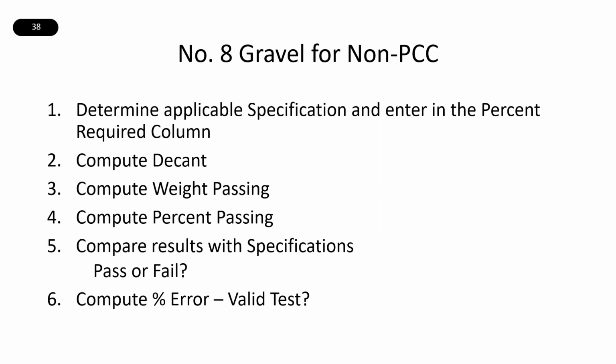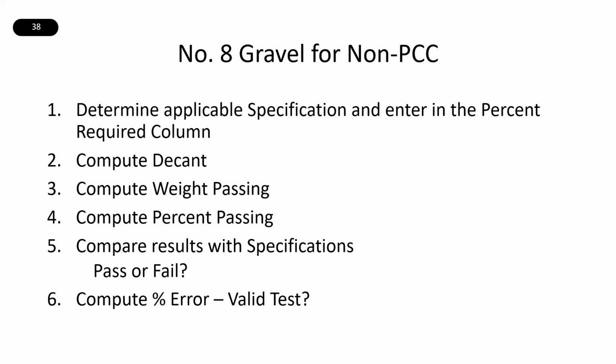Lastly, let's compute the percent error for our example test. AASHTO T27 requires us to determine if this was a valid test. T27 requires us to perform calculations to assure that no more than 0.3% of the sample was lost during testing. How do you lose the sample during testing? Well, some losses are due to sloppy technique and some are inherent.